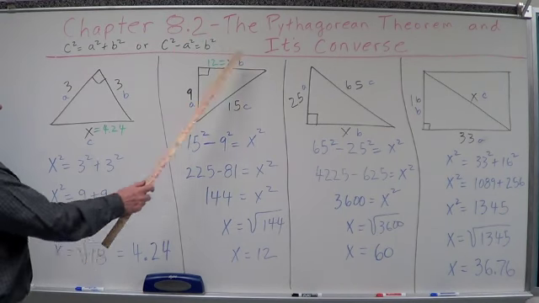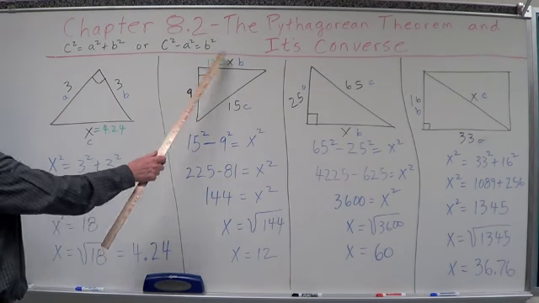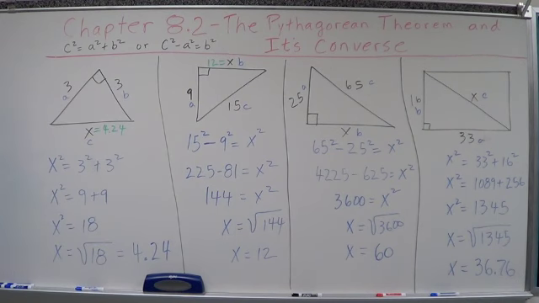By the way, that is a 3, 4, 5 triangle. Divide every side by 3 and you get 3, 4, and 5. So that's a 3, 4, 5. Oh, wow, that's a Pythagorean triple.